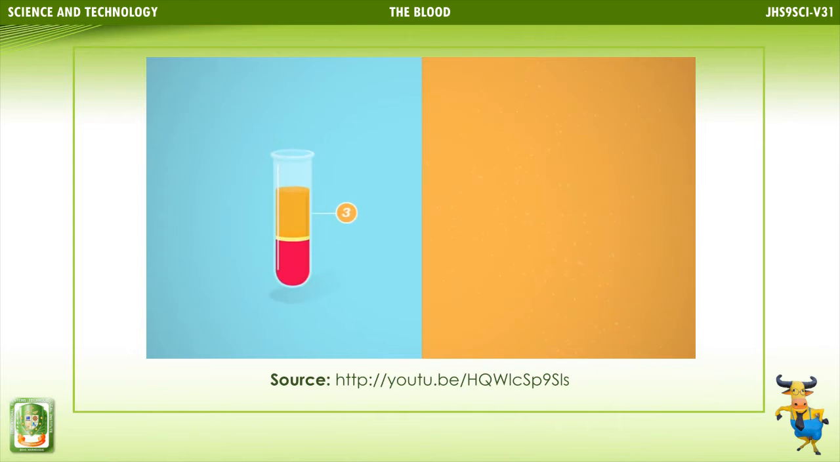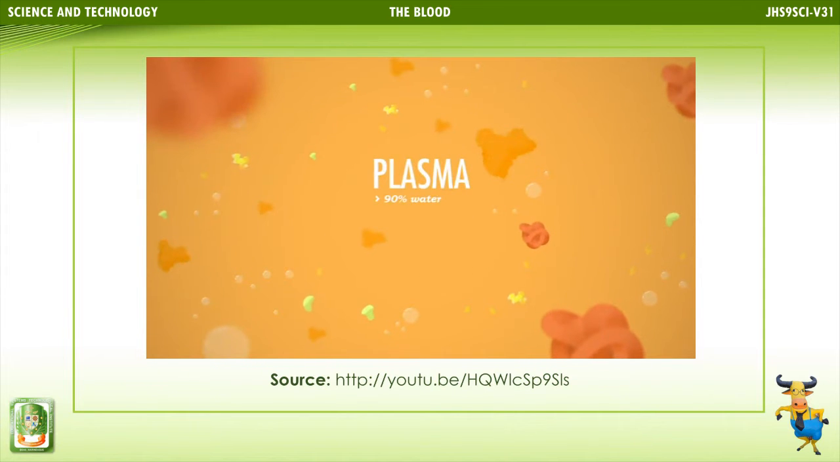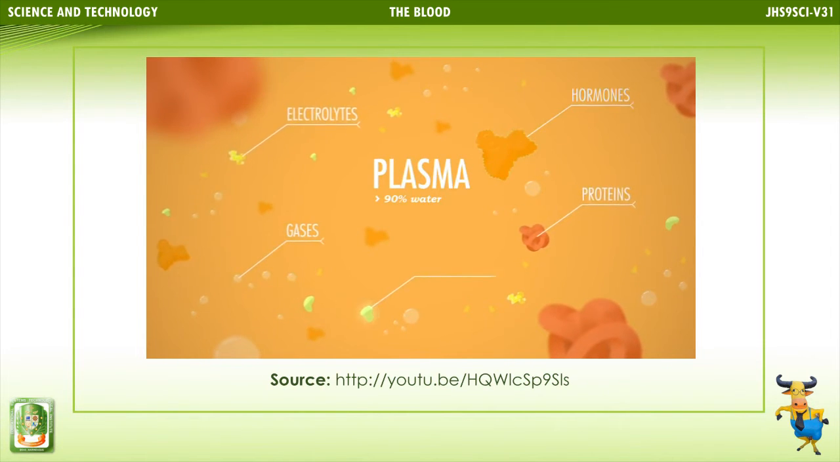of your blood. Finally, up at the top, you see the yellowish plasma, which accounts for about 55% of your blood volume. Plasma is actually 90% water, but the other 10% is chock full of 100 different solutes, including proteins, electrolytes, gases, hormones, and waste products.